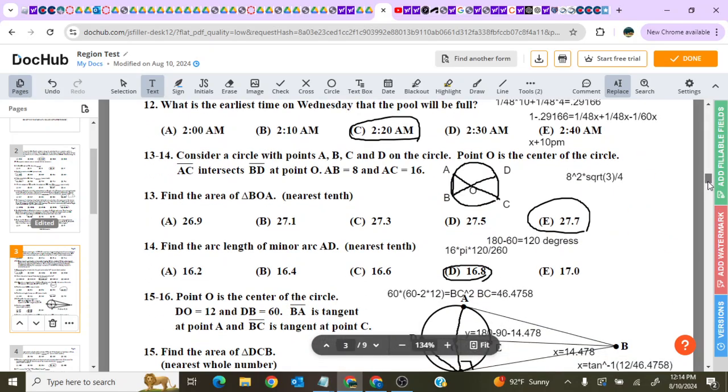Consider the circle with points A, B, C on it. Point O is the center of the circle. AC intersects BD at point O. AB is 8, AC is 16, and point O is the center of the circle. Find the area of BOA.